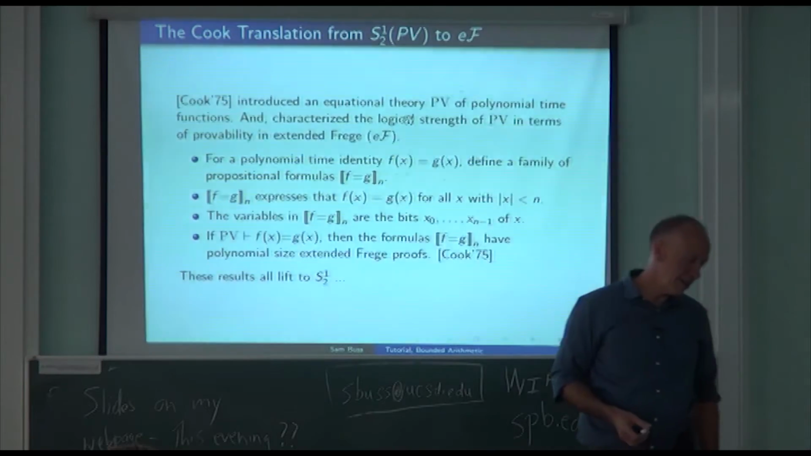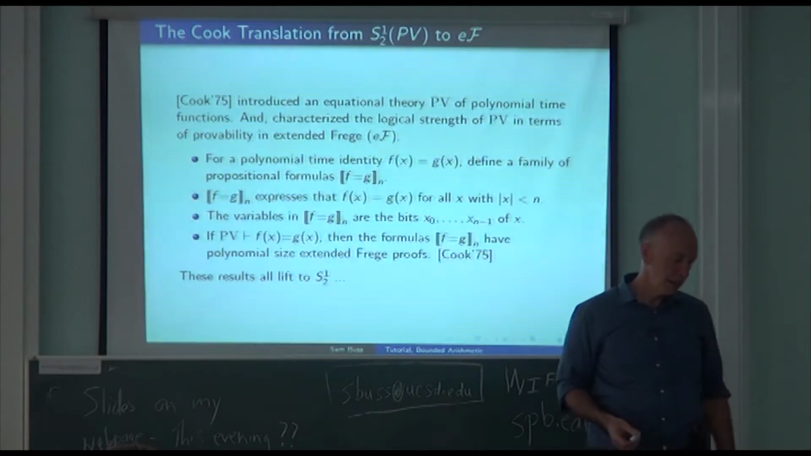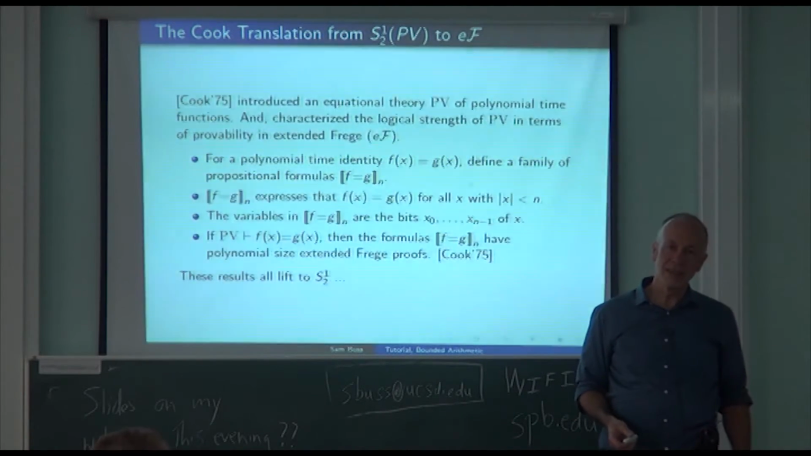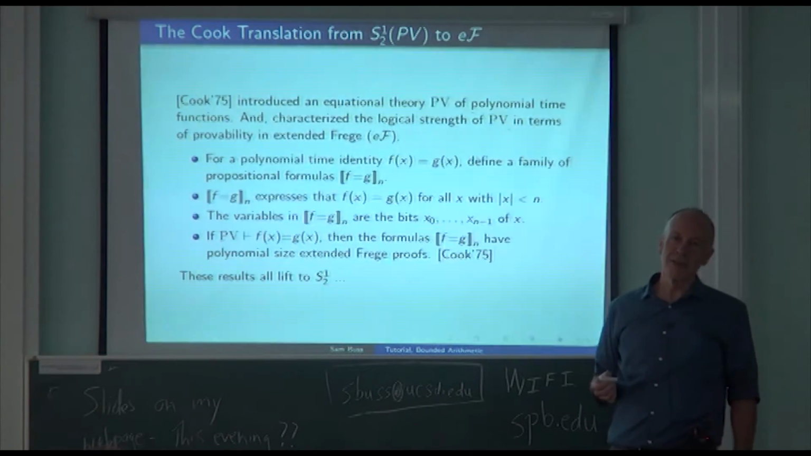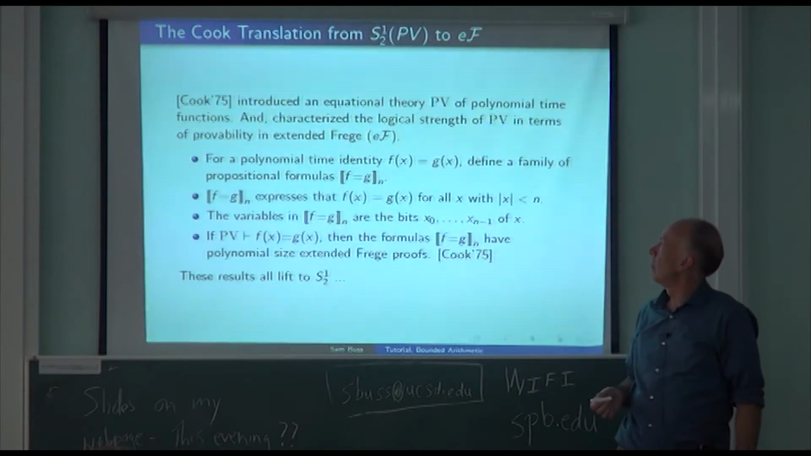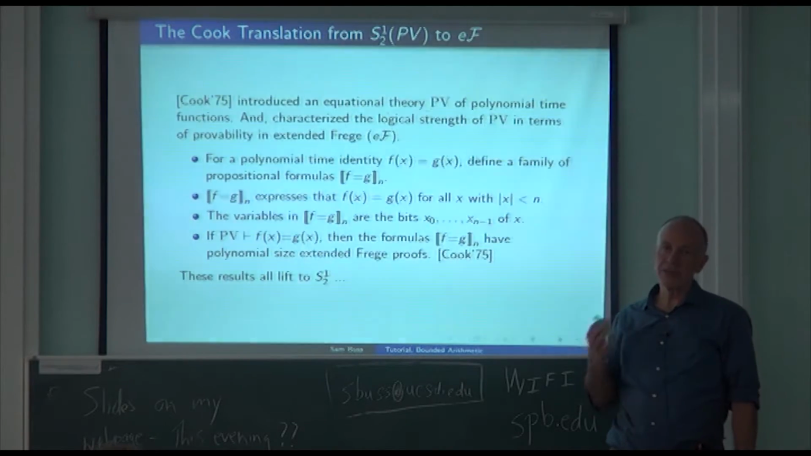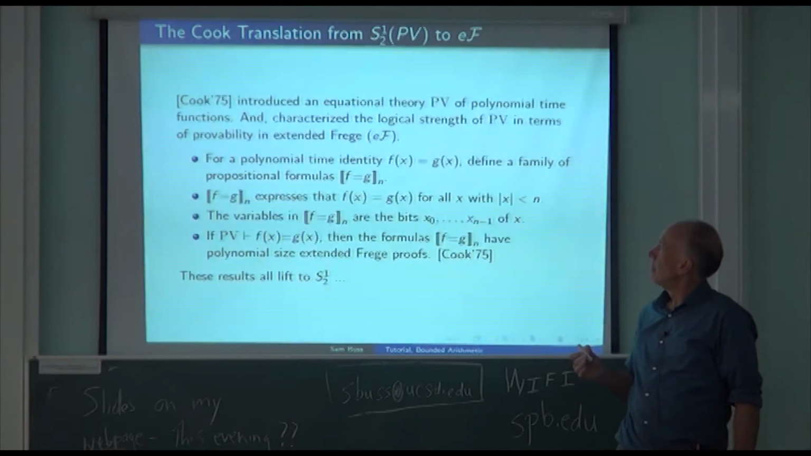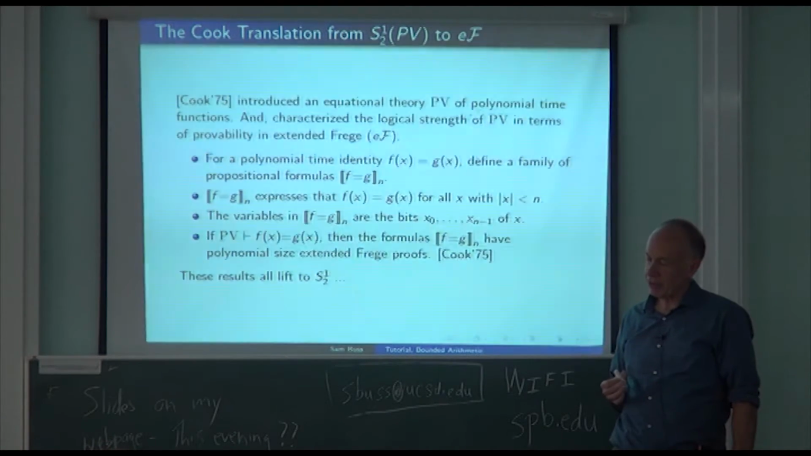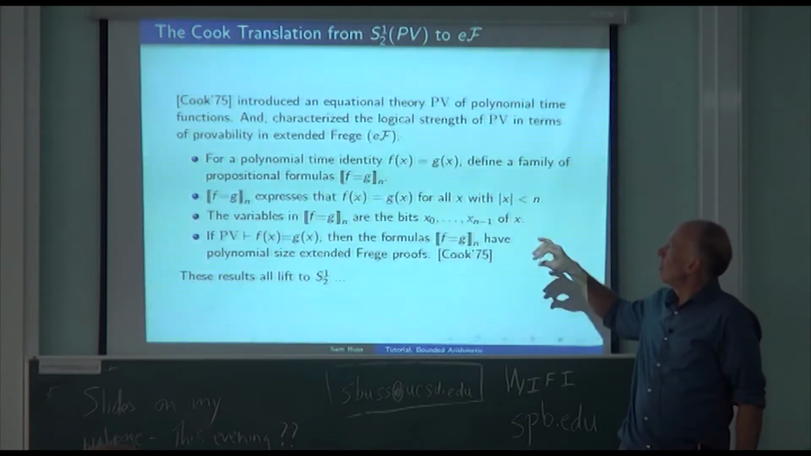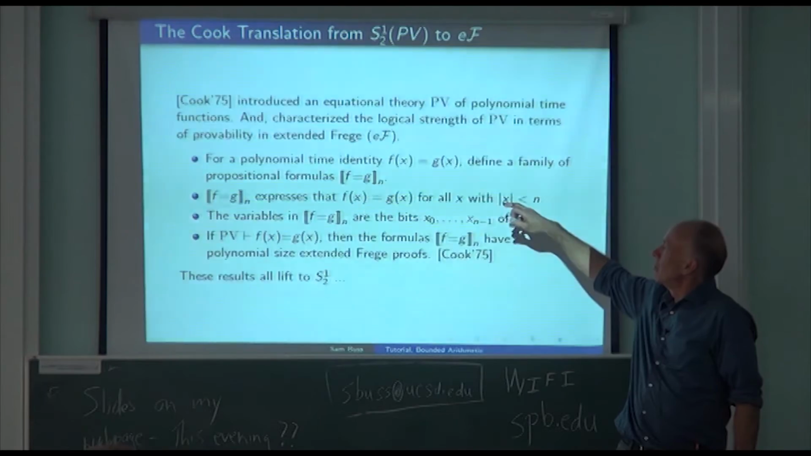All right, so let's talk about the Cook translation. Steve Cook actually did this for an equational theory PV. I'm going to talk about it for S12, but he did it for an equational theory PV for polynomial time arithmetic. He introduced a theory which had a function symbol for every polynomial time function, and this actually turns out to have logical strength extremely close to S12 in a way that can be made very precise. But he did this earlier than the development of S12.